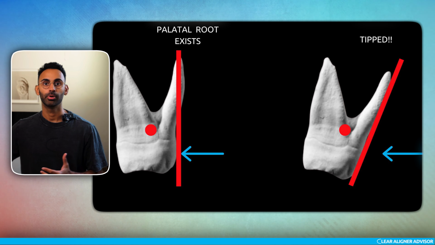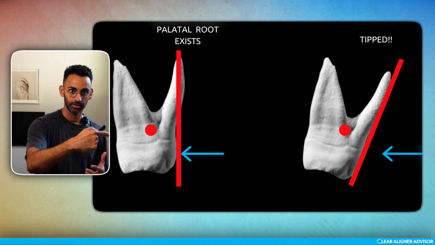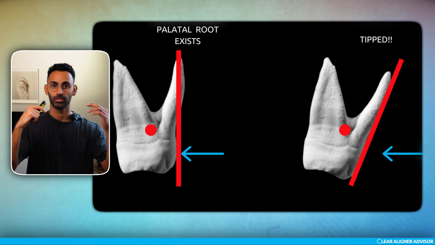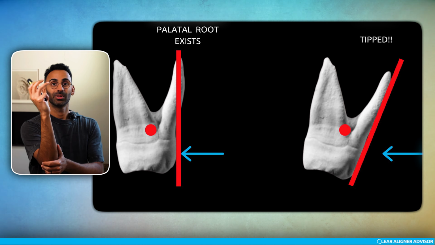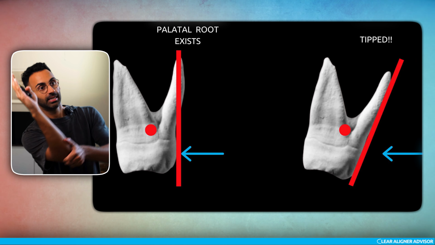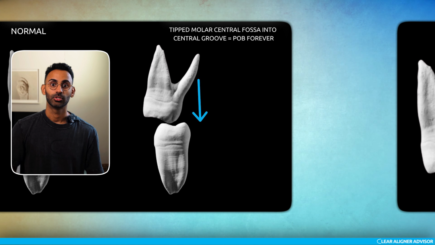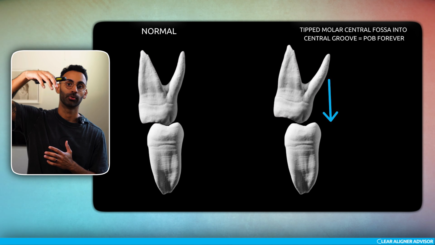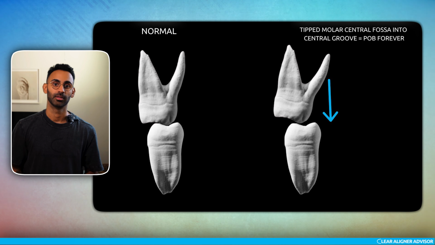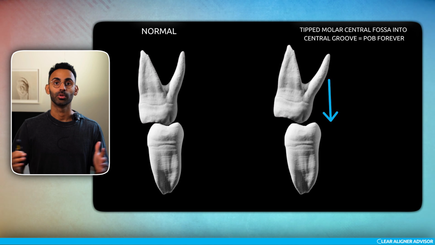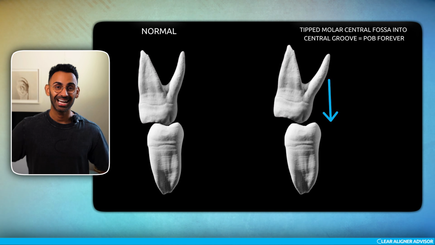And so when you're putting force on the palatal side at the crown level, because the roots are in the bone, what ends up happening is that palatal root acts as essentially the fulcrum, and that kicks the tooth out and tips it. And so what you end up getting is that tipped molar, and the central fossa goes into the central groove of that mandibular molar, and now you are stuck with a posterior open bite, and it is not fun.